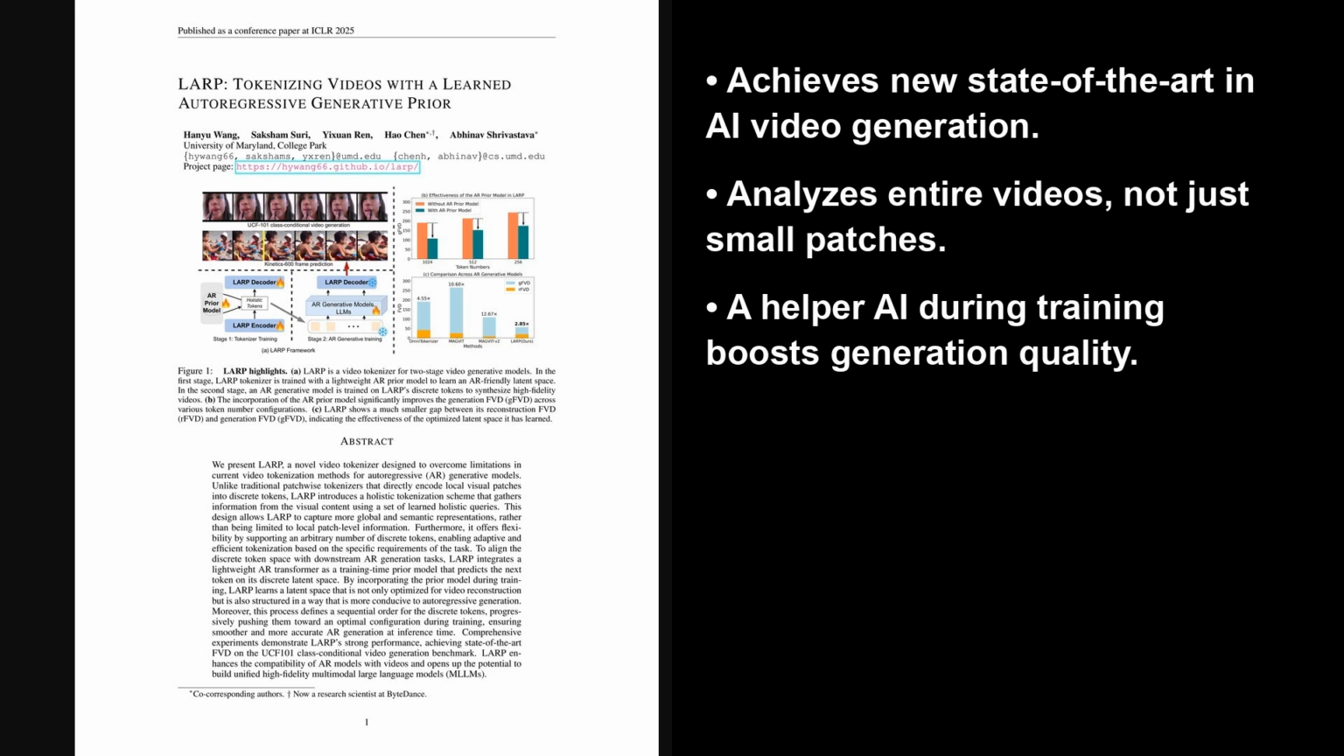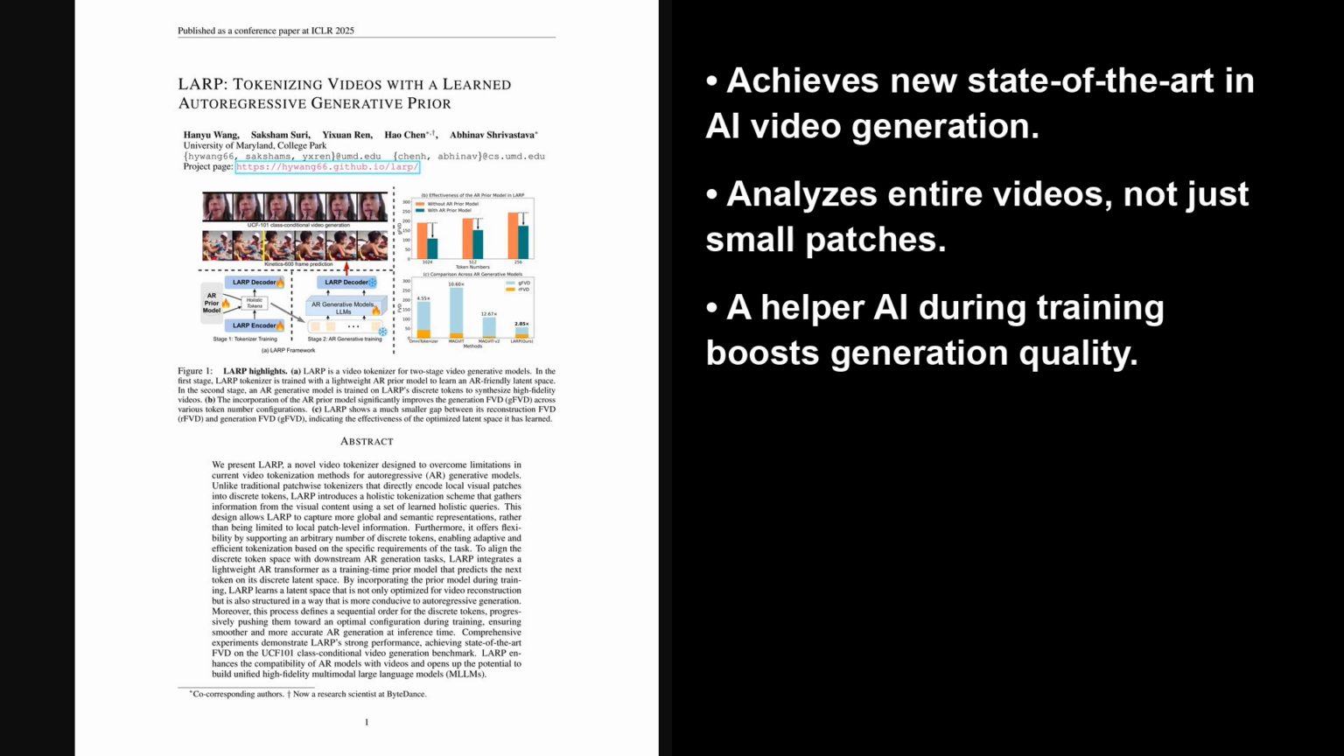I'm your host, Alex. Today is May 10th, 2025, and we're diving into a fascinating piece of research. This ICLR conference paper, titled LARP, Tokenizing Videos with a Learned Autoregressive Generative Prior, was published on January 22nd, 2025, so just over 3.5 months ago.